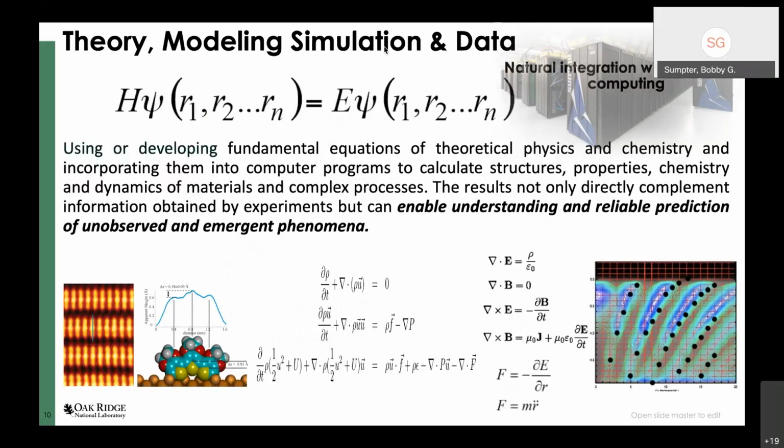So, theory, modeling, simulation, and now in this decade, a large amount of data. It has a natural integration with our high-performance computing capabilities. Typically, what we're doing is taking the equations of theoretical physics or chemistry and putting them on a computer and solving them. They're intractable to solve otherwise, but our high-performance computing provides us a means to solve those theoretical equations. And from that solution, we're able to develop a real understanding of what really happened.